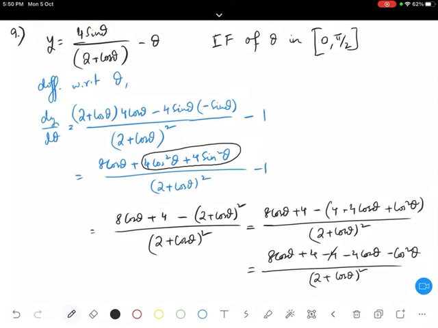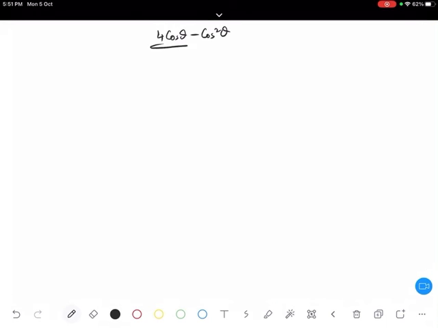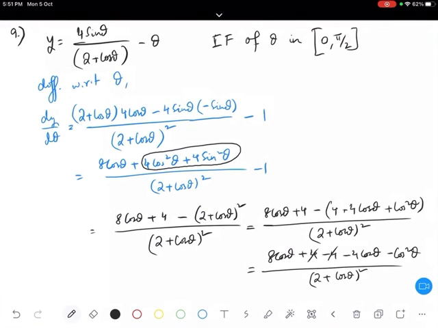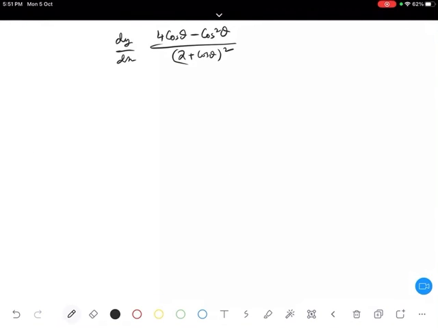We can cancel 4 and 4 gets cancelled. Then we can write 8 cos theta minus 4 cos theta gives you 4 cos theta minus cos square theta. So it is 4 cos theta minus cos square theta divided by (2 plus cos theta) whole square. So this is what we got, the slope. Let me just check once. 4 cos theta minus cos square theta. Yes. So this is the slope which we got.